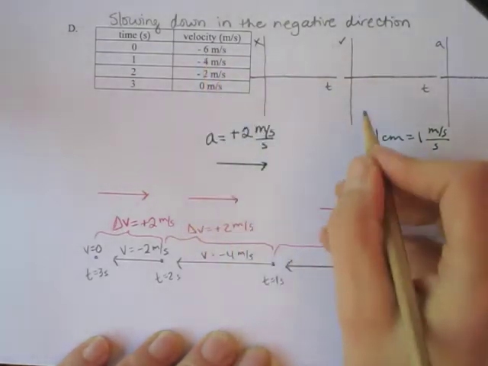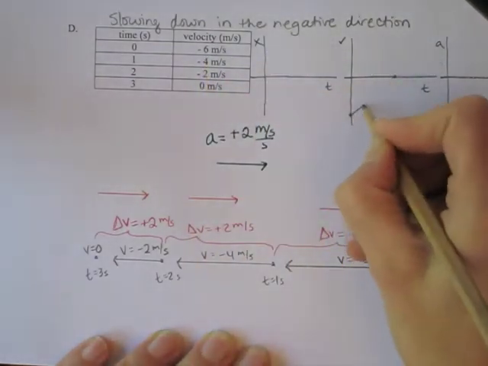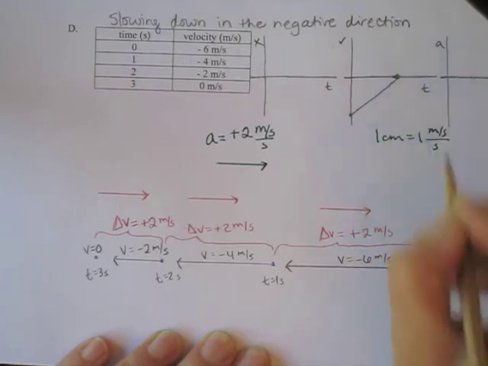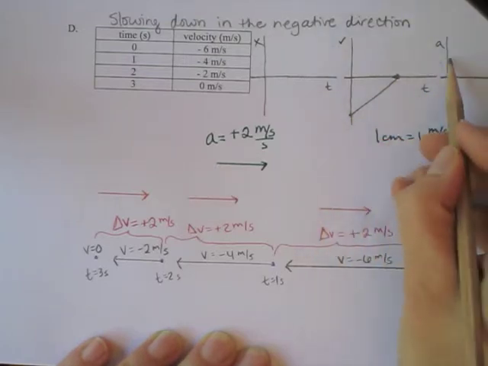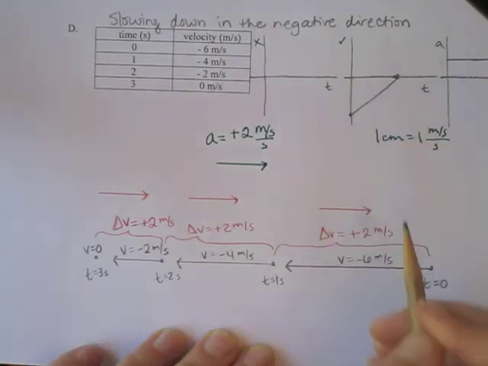We have a velocity of -6 to start with, and then getting to 0. And that has a positive slope. So you can see the velocity is becoming more positive.